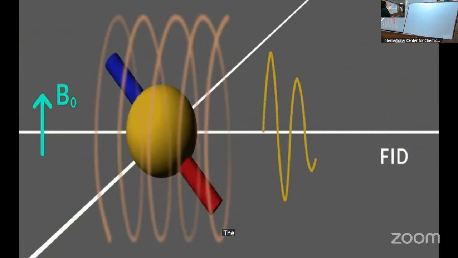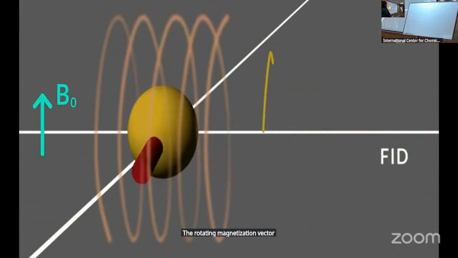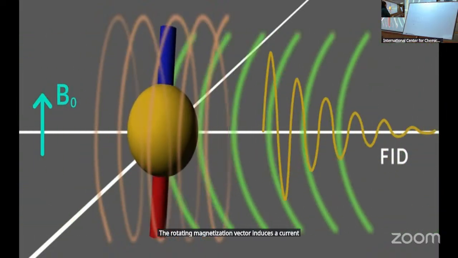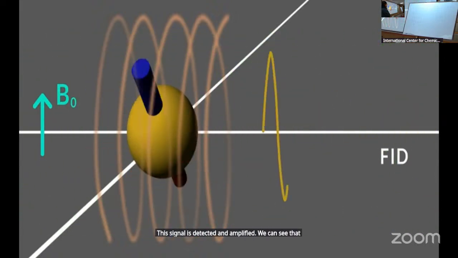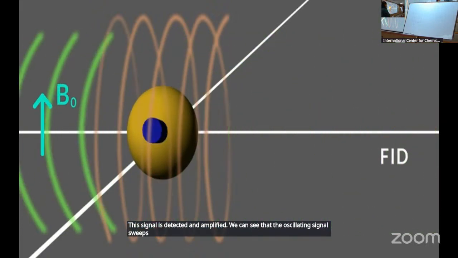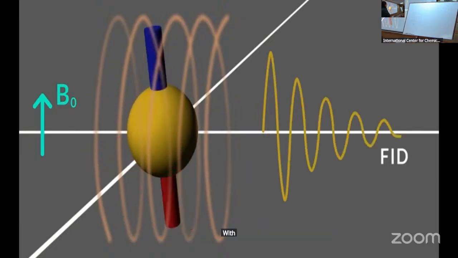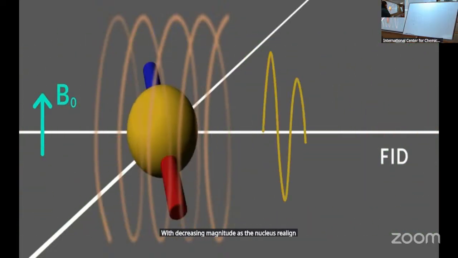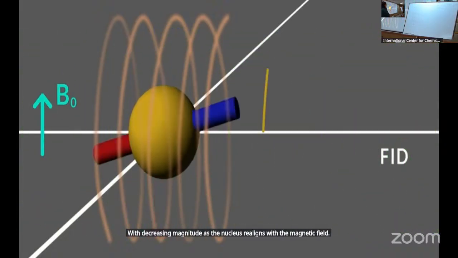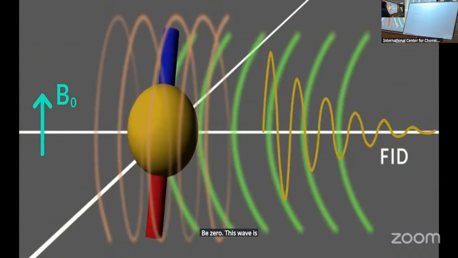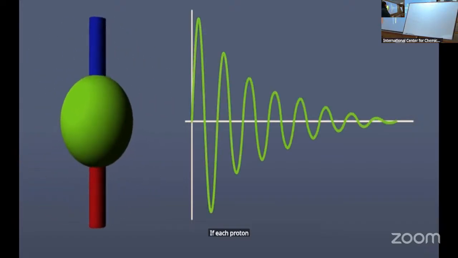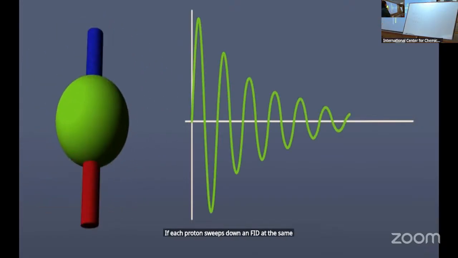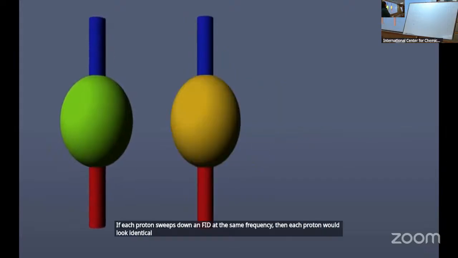The rotating magnetization vector induces a current in a receiver coil. This signal is detected and amplified. We can see that the oscillating signal sweeps out a sine wave with decreasing magnitude as the nucleus realigns with the magnetic field B0. This wave is called the free induction decay, or FID. If each proton sweeps down an FID at the same frequency, then each proton would look identical, and we wouldn't be able to learn anything about the overall structure of the molecule.